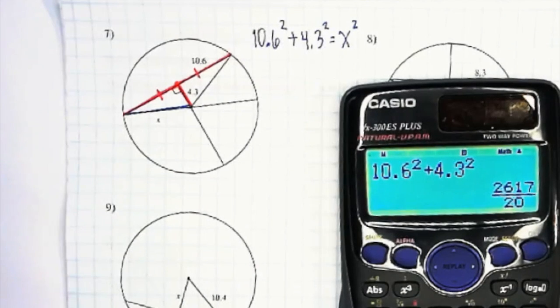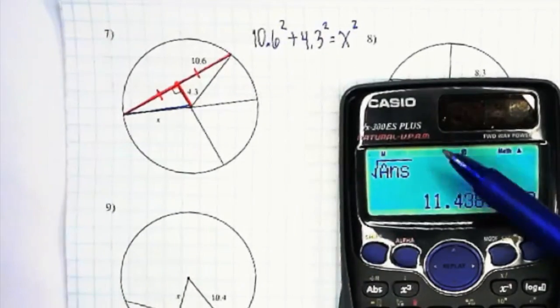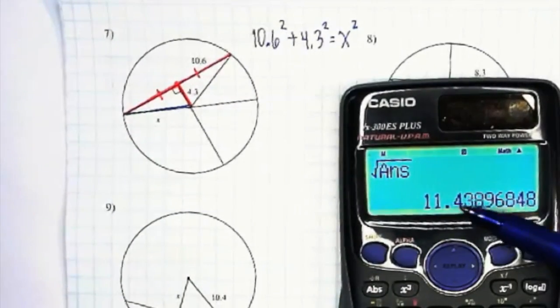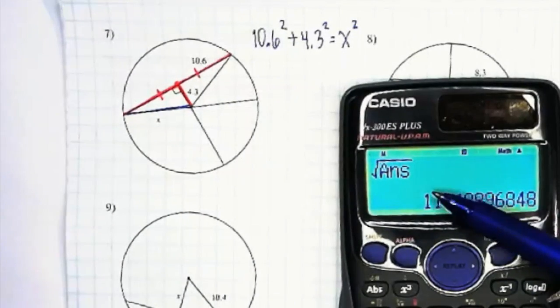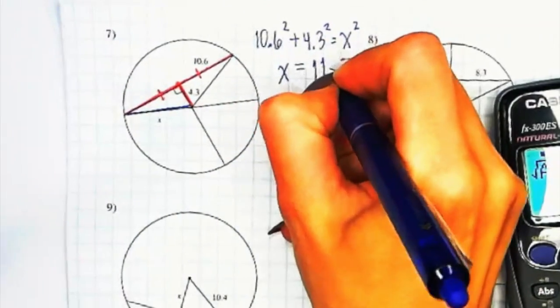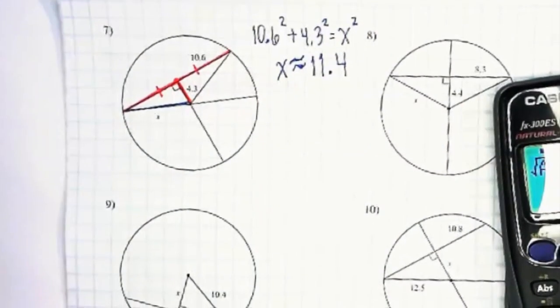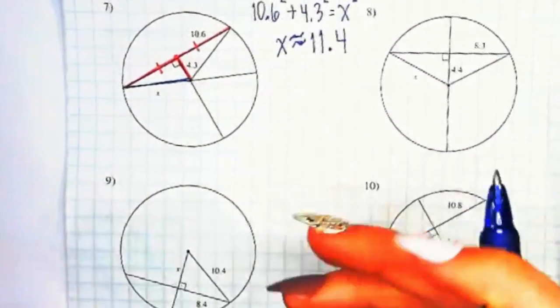Now I want to go ahead and take the square root of that answer. I'm going to hit Shift-Enter for a decimal, and we're going to round to just one decimal place here because that's what the instructions asked us to do on the first page. We're going to have 11.4 as my x value. Obviously, it's an approximation because we rounded. And that's it.